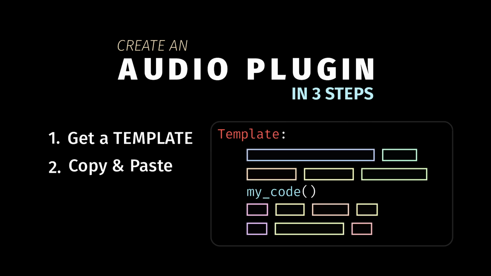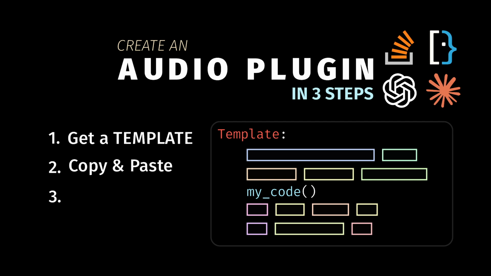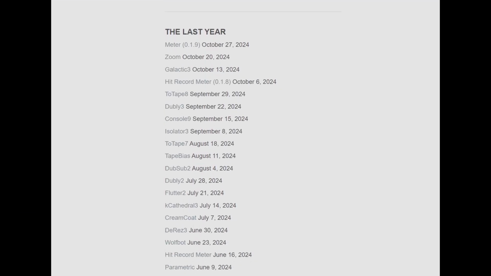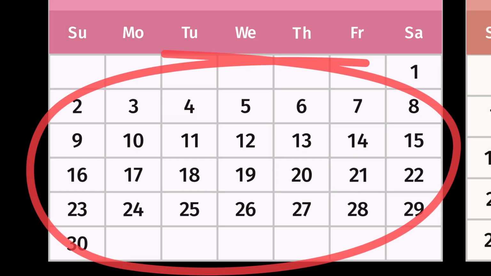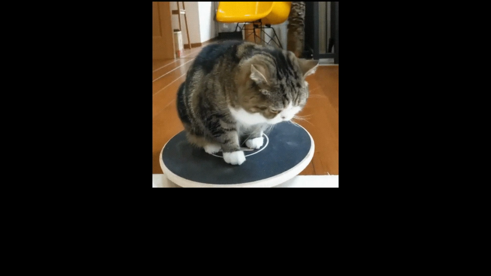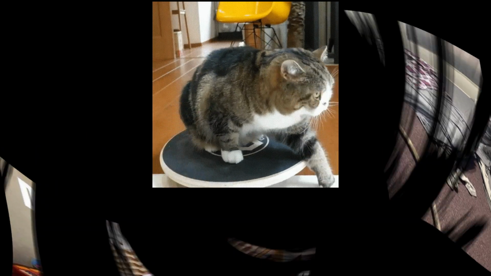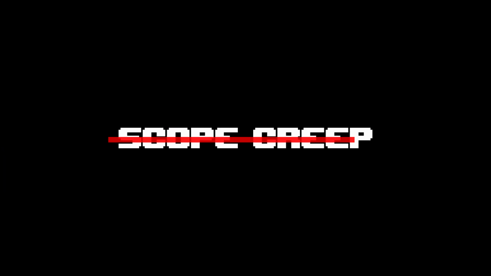To my understanding, creating an audio plugin involves 3 steps. 1. Get a template. 2. Copy and paste the existing code from places. And 3. Tweak it until it compiles. That must be how some solo developers manage to release a plugin every week. And with me being so brilliant, which is not the sponsor of this video, I should be able to create one in a month, maintaining a healthy balance between work and life, as long as I avoid scope creep.